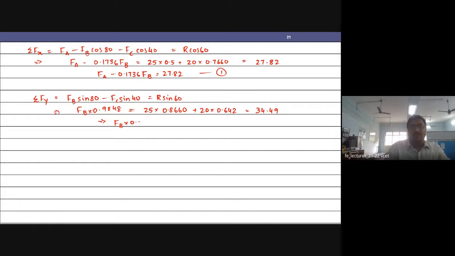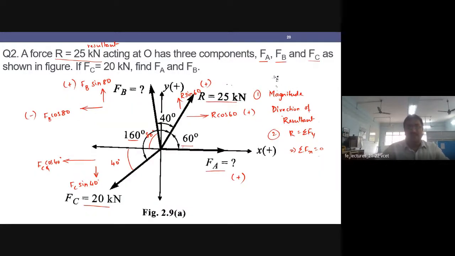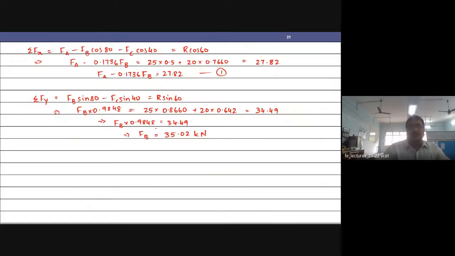So FB into 0.9848 equals 34.49, and I can find FB equal to 34.49 divided by 0.9848. The value of FB I am getting is approximately 35.02 kilonewton, because in the starting all the values are in kilonewtons, right? The unit is kilonewtons, so the value of FB is also in kilonewtons.